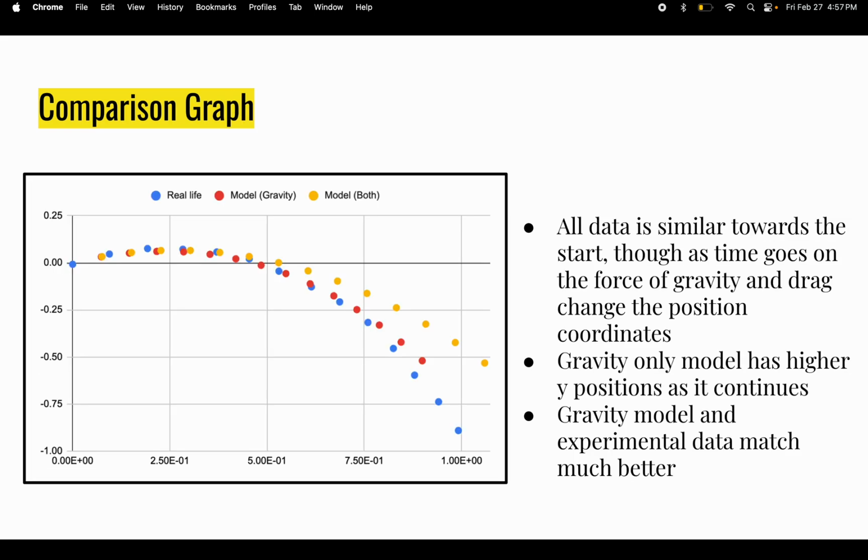And then this is our comparison graph that we got from both the real-life video and the computational models. So you can see at first, all the data is similar, though as time goes on, the force of gravity and drag change the position coordinates. And you can see that the gravity-only model has higher y positions as it continues. And then the gravity model and experimental data match much better than the one with both drag and gravity.